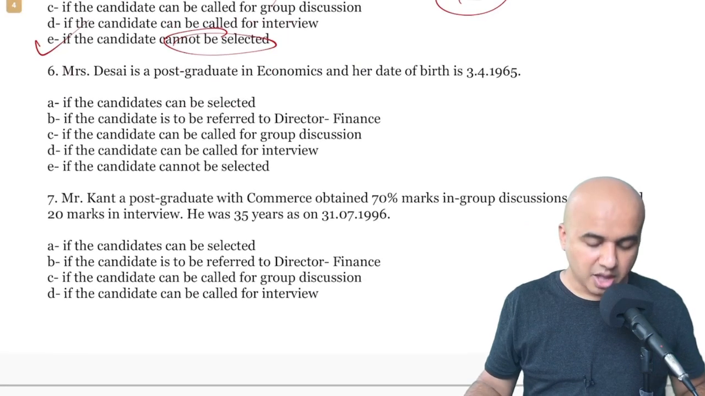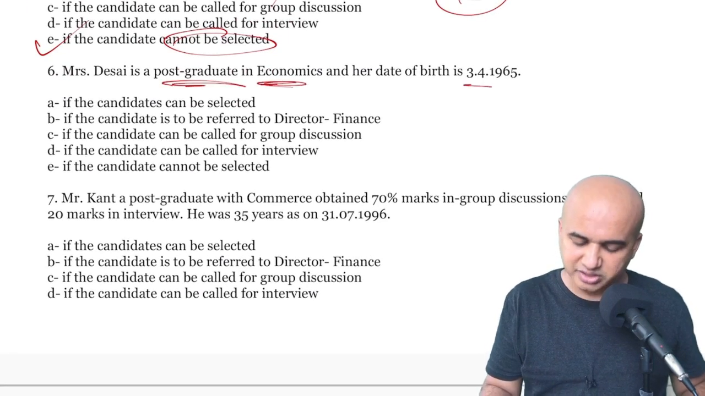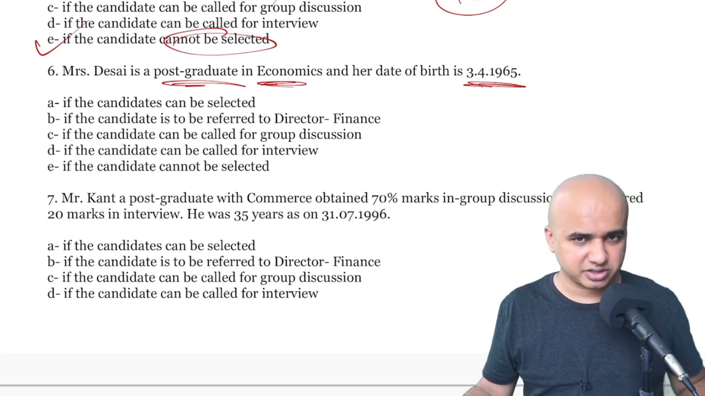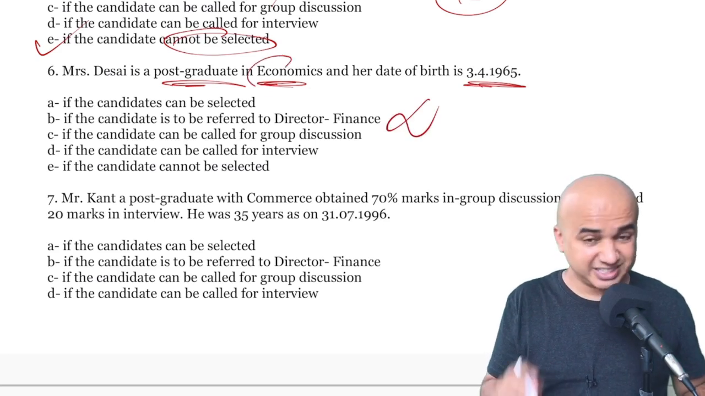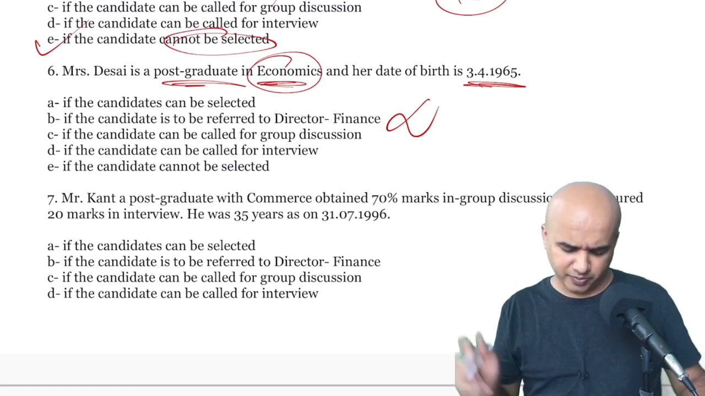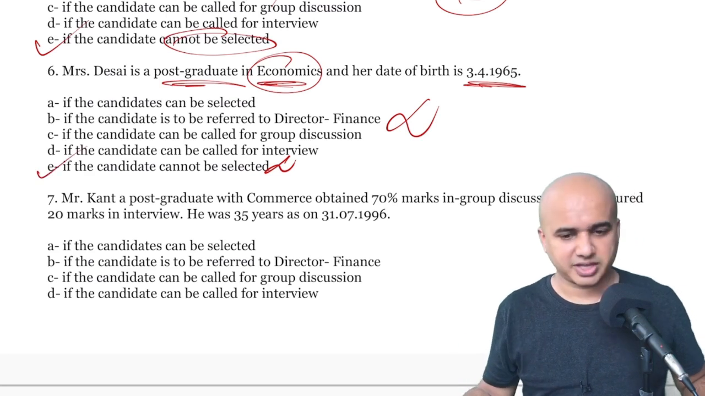Next, Mrs. Desai is a postgraduate in economics and her date of birth is 3rd of April 1965. Once again, she cannot be selected. Why? For a simple reason that she is a postgraduate nevertheless, but not in commerce, but instead in economics. So therefore, we can safely rule her out. Option E will be the right option in this case.